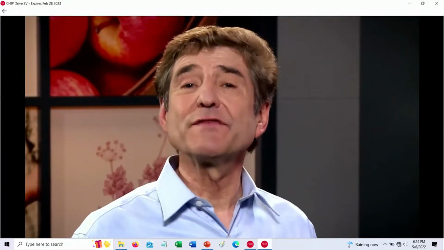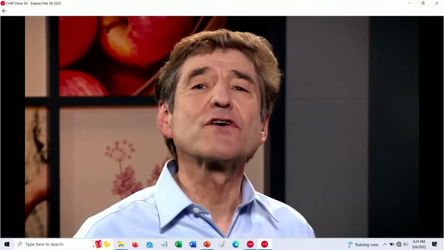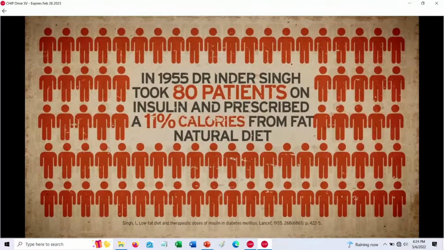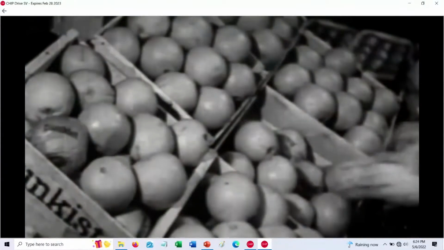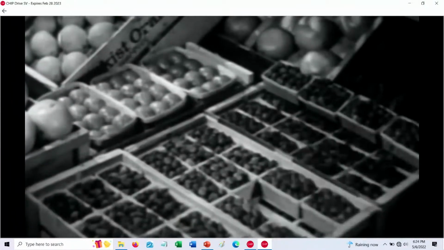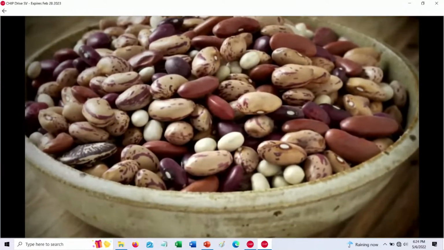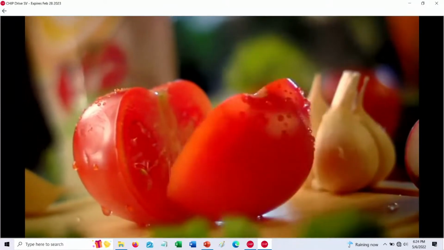And here is evidence number 3, 1955. A physician by the name of Inder Singh is trying to see if he could confirm the work done in the early years in Montreal and London. And so he took 80 insulin-using diabetics and he prescribed them a simple 11% fat diet. You know, 11%, that's much less than what was used before. And of course, he combines that with natural foods, so with lots of beans, lentils, whole grains, and fruits and vegetables.